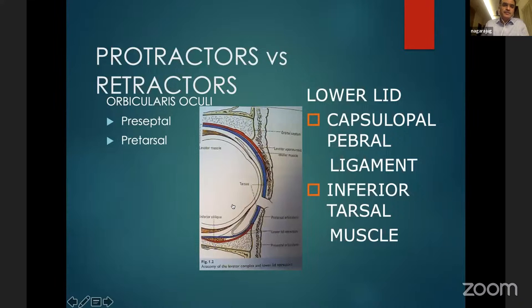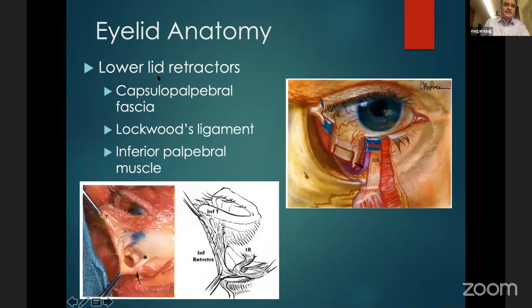So this balance between the protractors and the retractors of the eyelids, there are two opposite forces, and they try to keep the lid in its normal position. So you should understand that the preseptal part and the pretarsal part of the orbicularis oculi are the protractors. I would like to repeat it so that the basics are understood properly. And the lower lid has the capsulopalpebral ligament and the inferior tarsal muscle, which act as the retractors. We'll concentrate only on the lower lid. In the upper lid, it is the levator palpebrae superioris which is the retractor. So these are the capsulopalpebral fascia and the inferior palpebral muscle or the inferior tarsal muscle. These constitute your retractors of the eyelids. Okay.